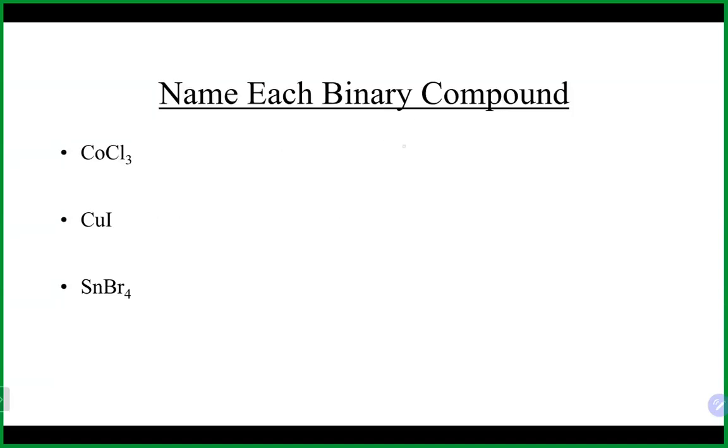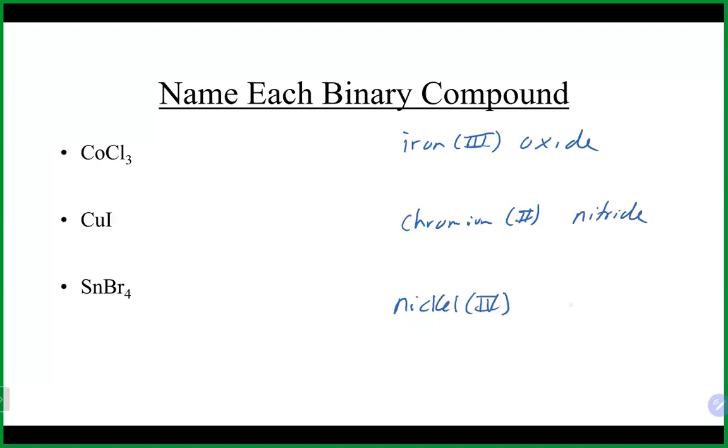Let's do iron 3 oxide. Let's do chromium 2 nitride. And let's do... All right, so proper names on the left, proper formulas there on the right.